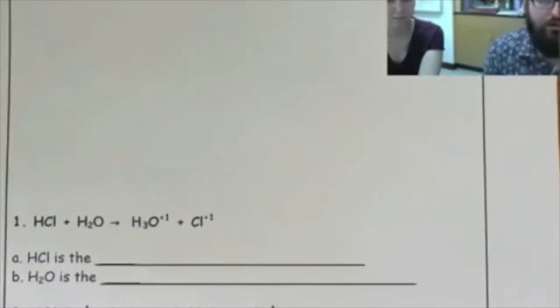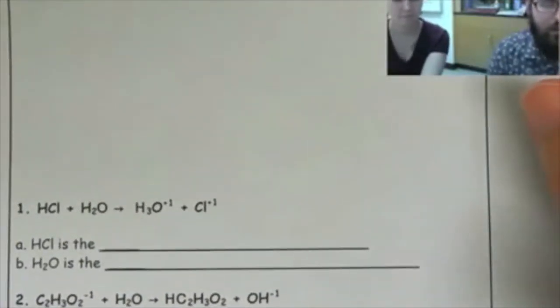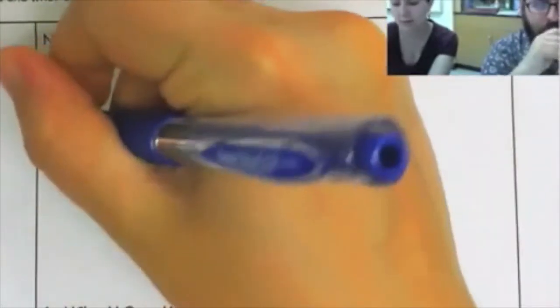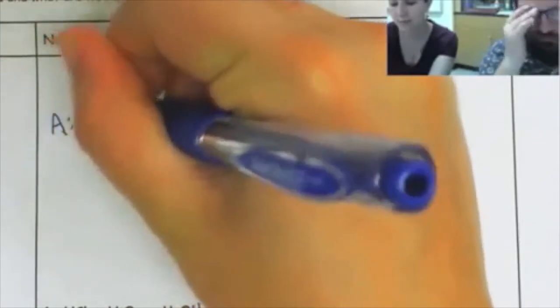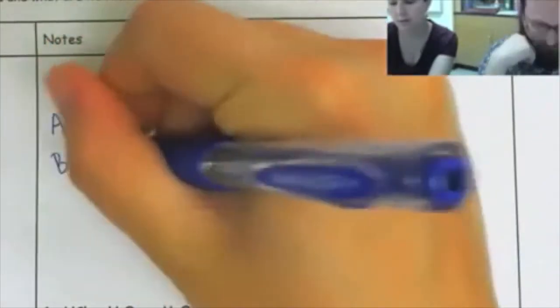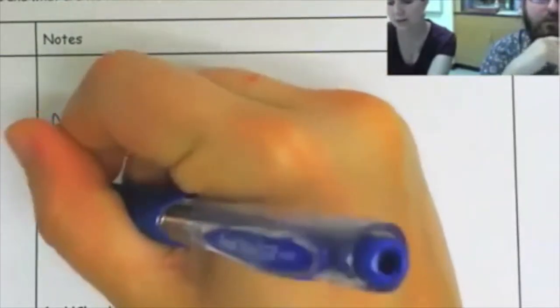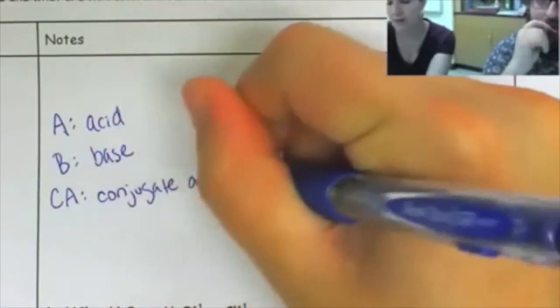So let's look at this first thing. Looks like we've got HCl and H2O that combine to make H3O+ and Cl-. A couple of things we might want to write down, because I don't want to write out acid, base, all that for these. We're going to be labeling these. We're going to label the acids with an A for acid, the bases with a B for base, and then some new terms: conjugate acid and conjugate base.